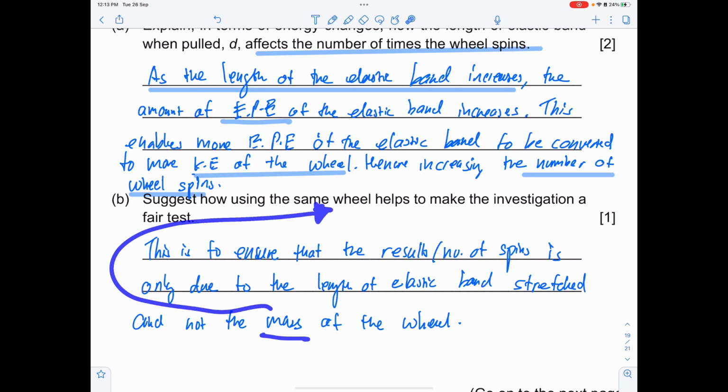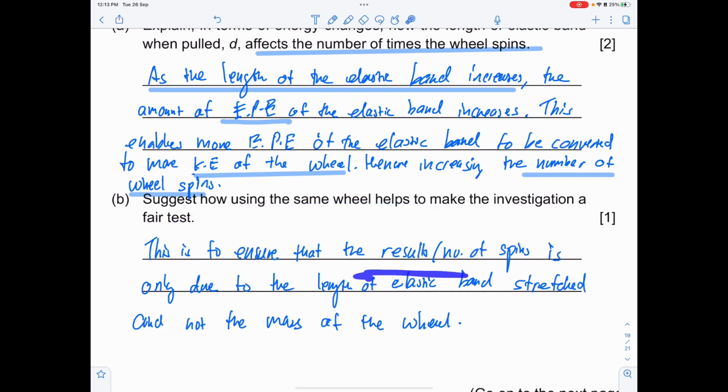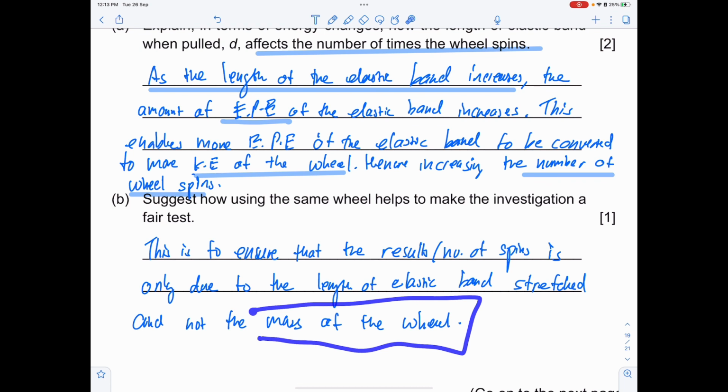So you think about it, what else can change? Which attribute could change just because you change the wheel? One of it could be the mass. When you have a different mass, obviously you will need a greater force, or you need more energy to spin something that is heavier. So that could affect it, so it doesn't become a fair test anymore. So this is a common template that you can use. Remember, it's to ensure the changed variable is only whatever you want to investigate. And then the second one is talking about what is the additional changed variable that you're going to introduce.